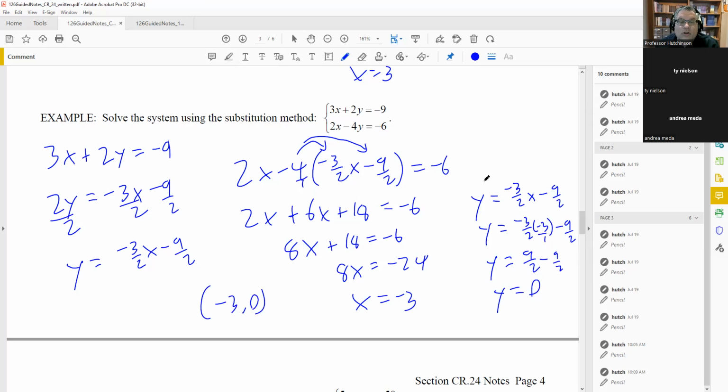Now this is the same answer that we got in the notes, but this method, this way, is a little bit harder because you have to deal with the fractions. You'll still get the right answer, but you just have to be extra careful with the fractions.